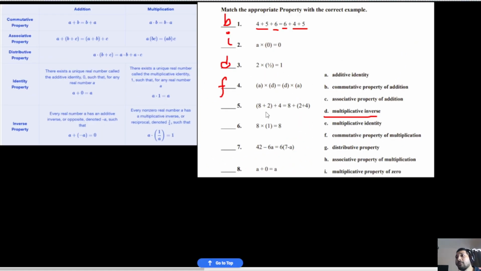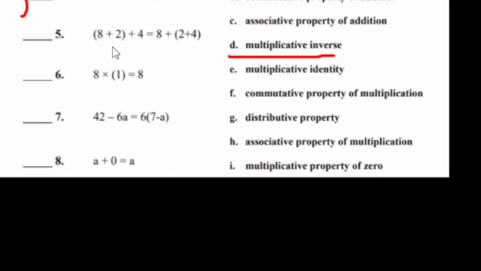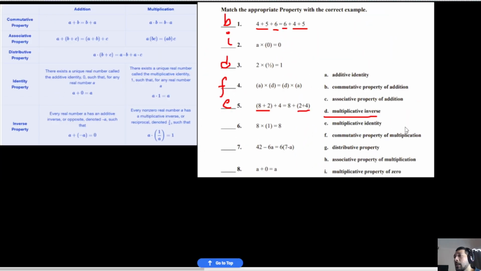Number 5, we have open parenthesis 8 plus 2 close parenthesis plus 4 equals 8 plus open parenthesis 2 plus 4 close parenthesis. In this case, we can see that numbers have been grouped differently. So here we have 8 plus 2, but over here we have 2 plus 4. So this property is known as associative property of addition. So this should be C. So the associative property of addition says numbers can be grouped differently without affecting the sum.